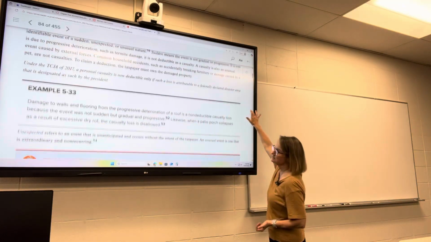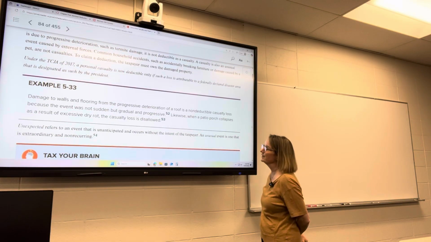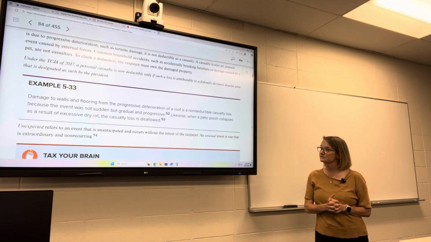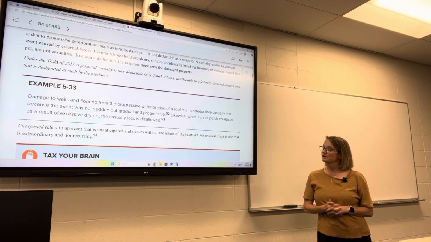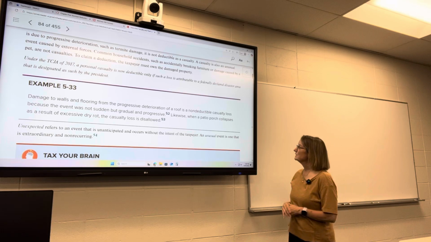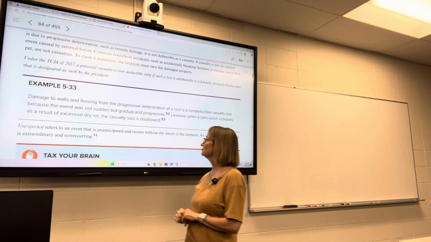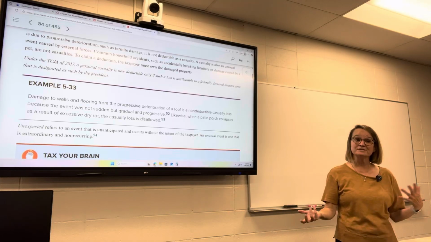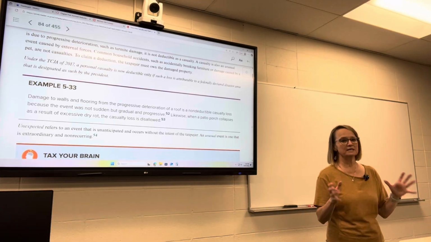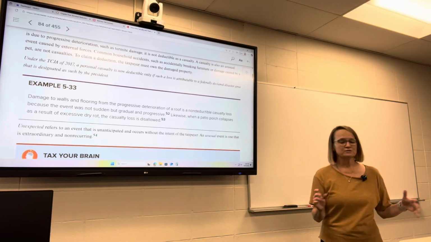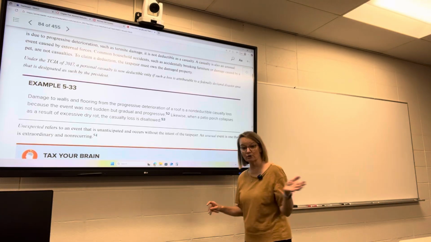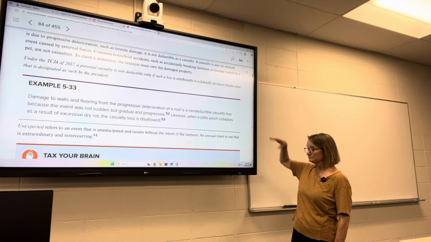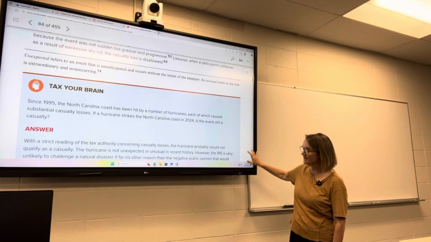So let's look at this example. Damage to walls and flooring from the progressive deterioration of a roof is a non-deductible casualty loss. The event was not sudden, but gradual and progressive. Likewise, when a patio porch collapses as a result of excessive dry rot, the casualty loss would also be disallowed. But the first test that you have to pass is: is it a result of being in a federally declared disaster? That's the first and probably one of the bigger hurdles to get over before you can determine whether or not it would be included as a casualty loss.